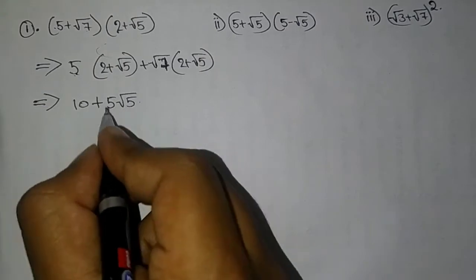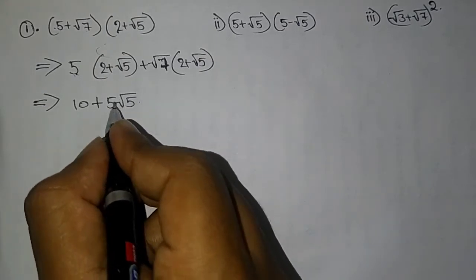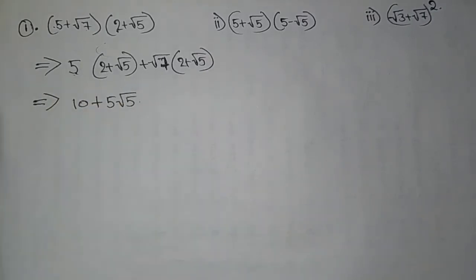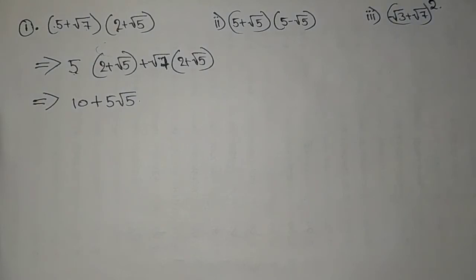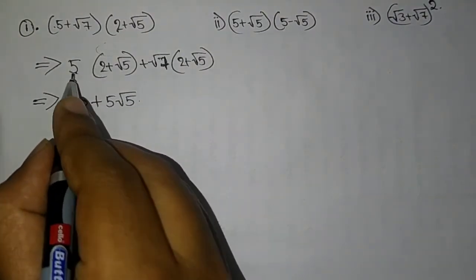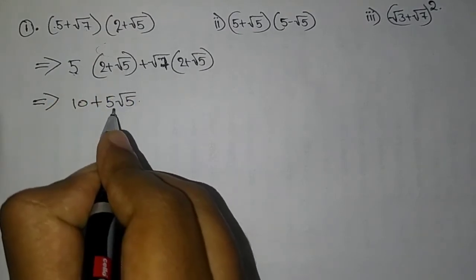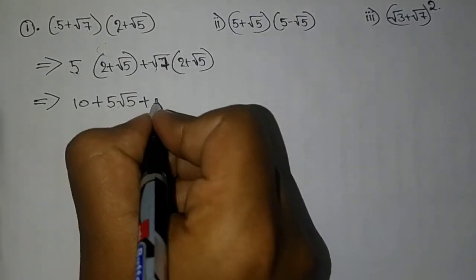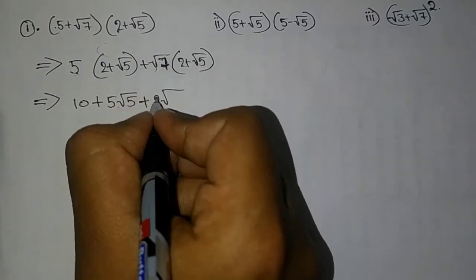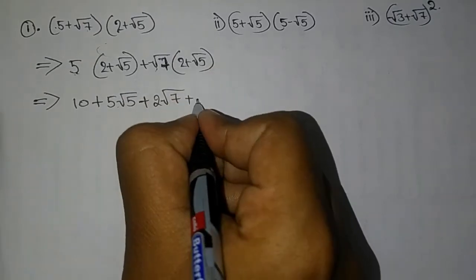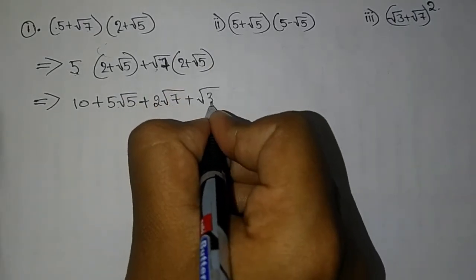Here you need focus. You should not take this 5 inside the root. You are not supposed to write root of 5 into 5. Since this has no square root, you are not going to consider this inside the square root. We are leaving this outside that square root. Next, root 7 into 2, same thing. We are leaving 2 outside as it has no square root. Plus, this is of the form root a into root b, root ab, root 7 5, 35.